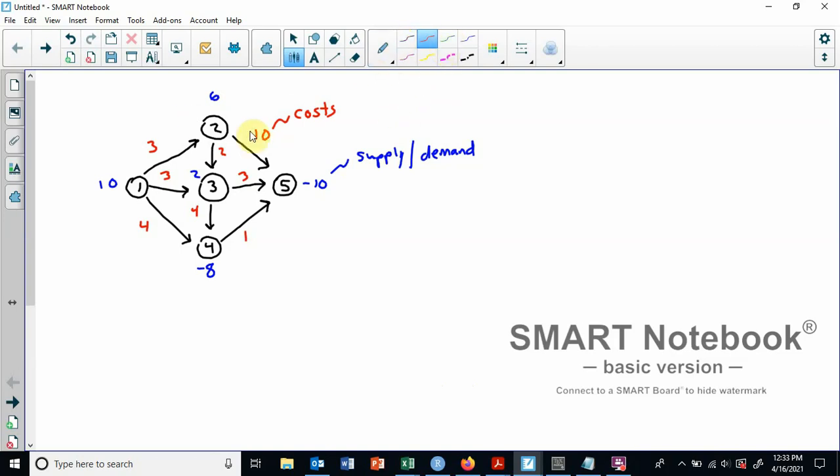So I got this network here, and the blue are the supplies and the demand at each node, and the red are the cost of 1 unit shipping across that arc. So if it's 1 unit here, it'll cost me 10 from node 2 to 5.